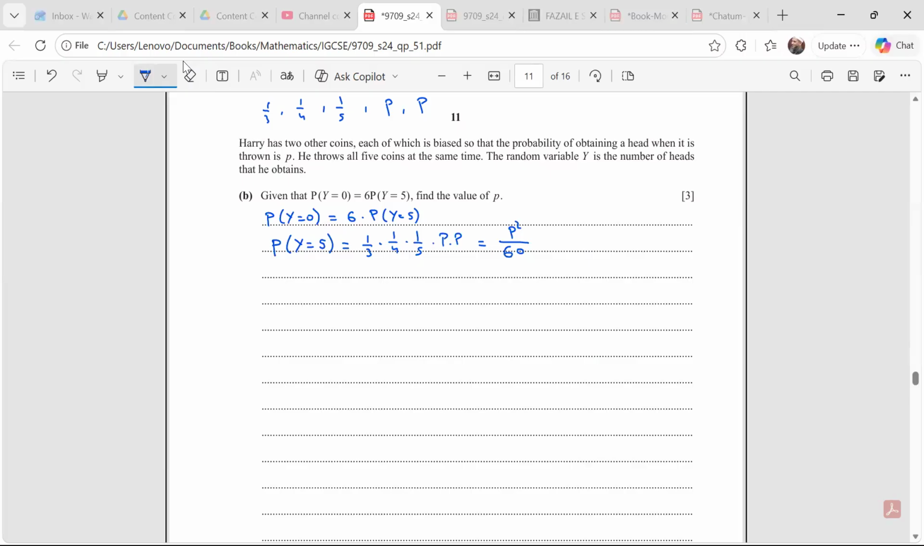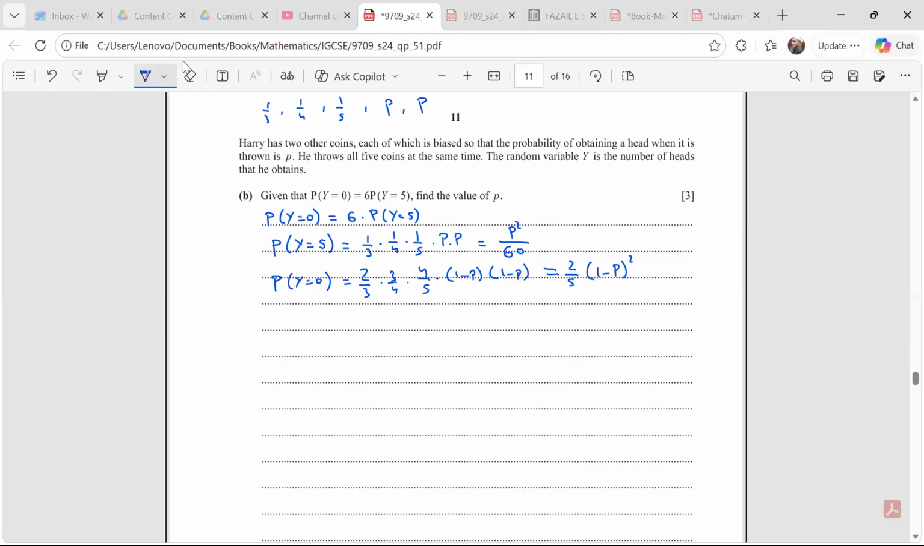Now, what's the probability that y is 0? Meaning no coin is showing head. Okay, of course it is going to be 2 by 3 times 3 by 4 times 4 by 5 times 1 minus p times 1 minus p. Am I right? So this comes out to be, the 3 cancels, the 4 cancels, 2 by 5 times 1 minus p whole square. Make sense? So this is the probability that y is equal to 0.